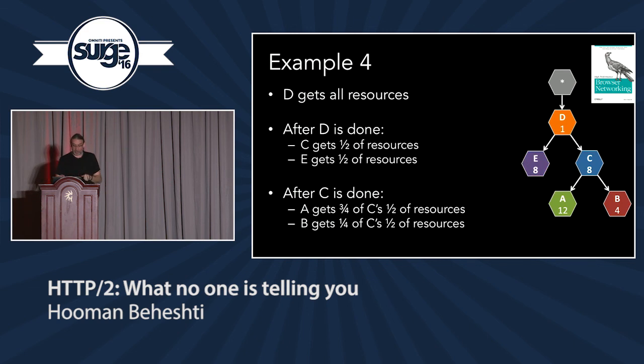And let's keep going and make it more complicated. In this case, D gets everything. After D, E and C get equal resources. The fact that they're 8 in this case doesn't really matter. It's just the ratio to each other. And after C is done, which takes up half the resources that we have after D is done, that half, 75% of it goes to A and 25% of it goes to B. That's sort of how this works.